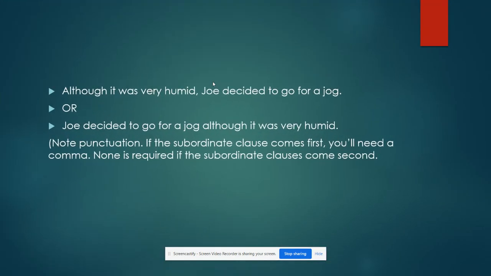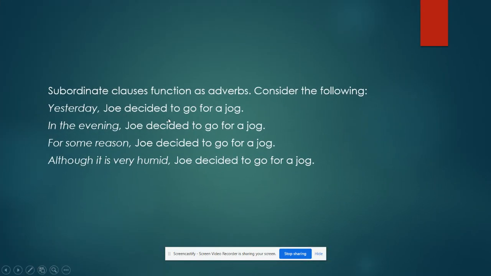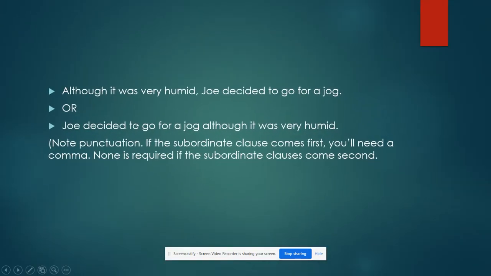So let's see, here we go. What I did was, remember, Joe decided to go for a jog as our main sentence. So I took the other sentence, it was very humid, and I put the word although in front of it to make this into a subordinate clause. And it's functioning as an adverb. Now you could also stick the adverb, let's go back, you could also stick the adverb at the end of the sentence. It doesn't matter, but do note the punctuation.